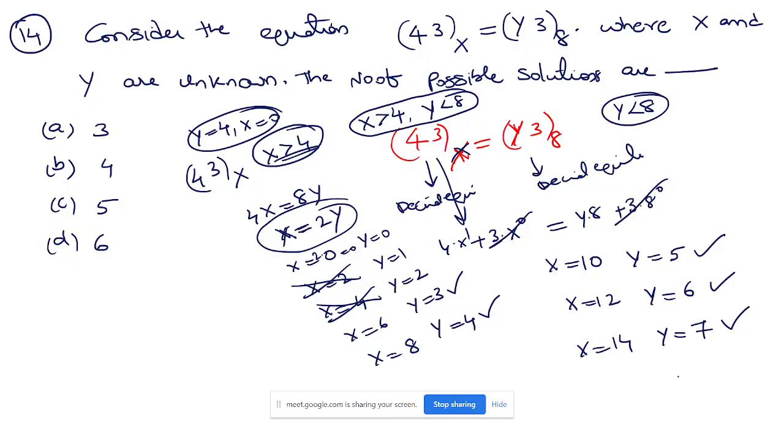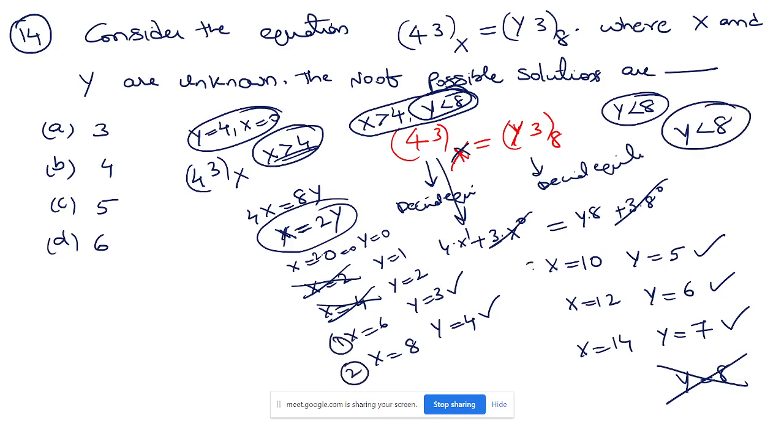Right? Then can I take y equal to 8? No, because the condition is already y should be less than 8. How many possible solutions? 1, 2, 3, 4, 5. 5 possible solutions. So option C is the right answer. Clear?